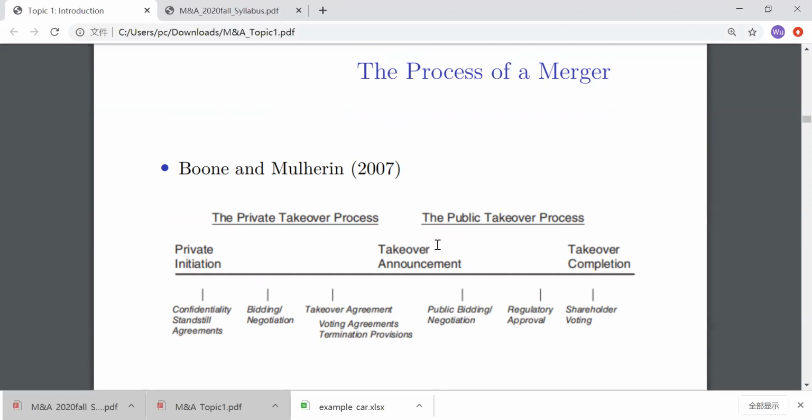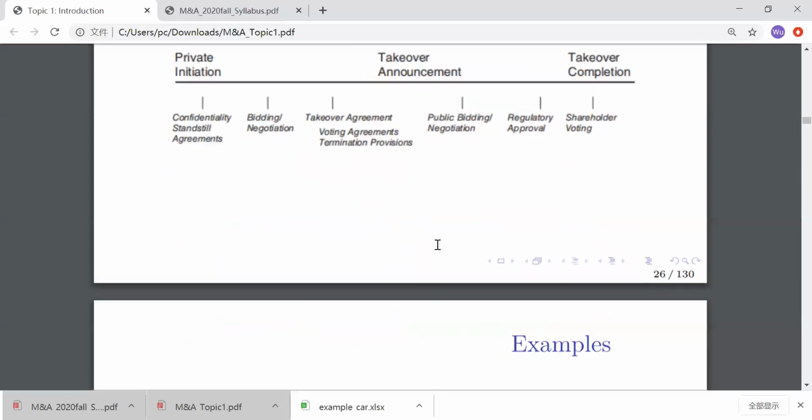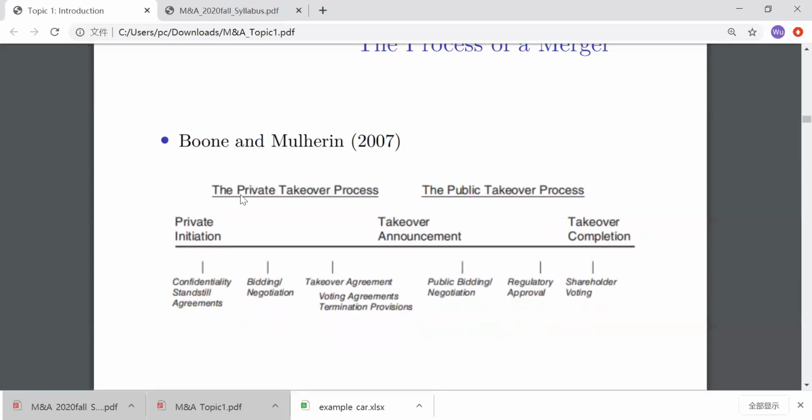So then what is the typical process of a merger? Mohair in 2007, this is one of the references you can read. This company provides a nice summary of the process of a merger. They have argued that there are two processes in the merger acquisition process. One is the private takeover process, so in this process, the mergers are not public.